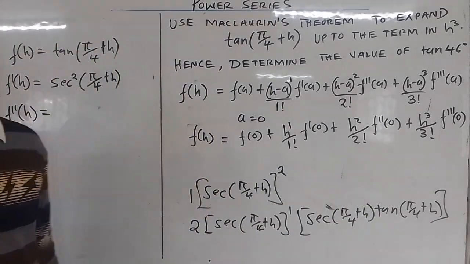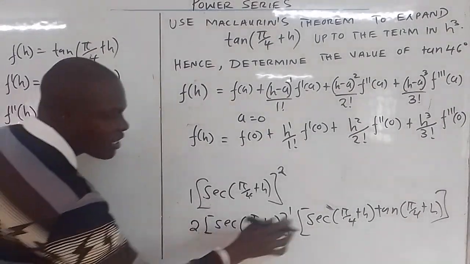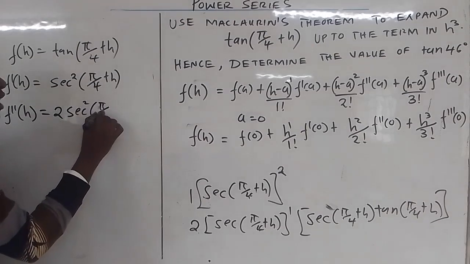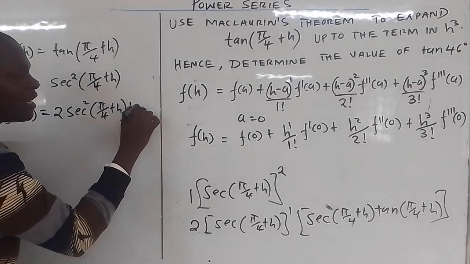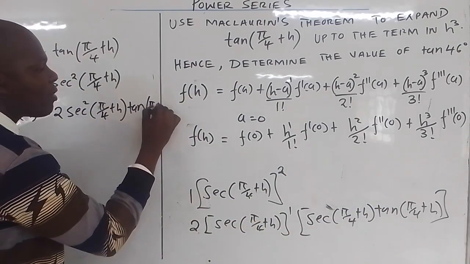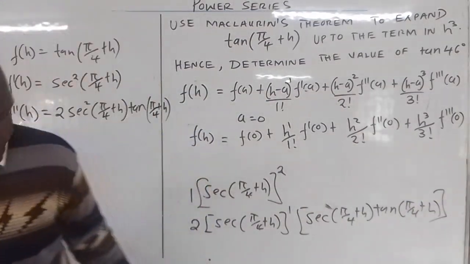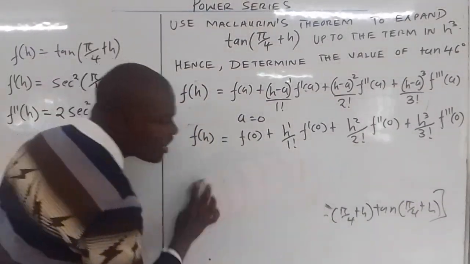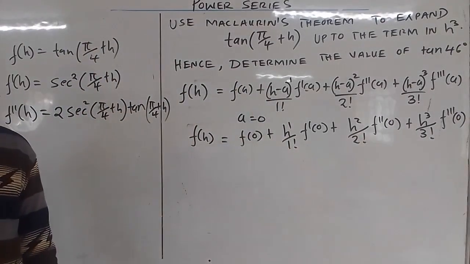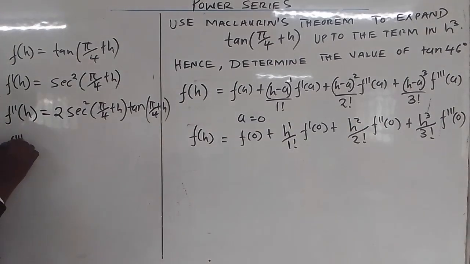Are we together? So in the end, if you multiply, what do you get? You have sec times sec is sec squared pi over 4 plus h, then times your tan pi over 4 plus h. Then you move to the last one. This one is very different from the Taylor expansion of x plus h. Very, very different, okay? You move to the next one when you have f triple prime of h.